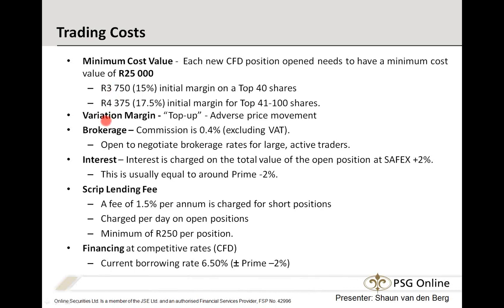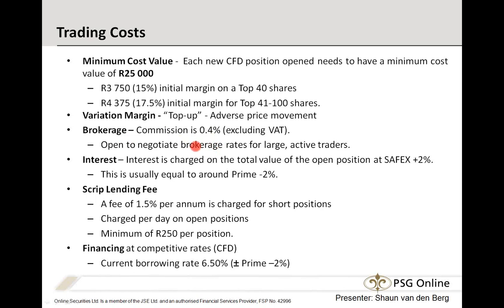I also feel personally that CFDs are a bit simpler. They're not so complex. But also, they are cheap. Brokerage is 0.4%. There's no market maker's commission and there's no booking fee. So I personally think that CFDs are much cheaper. But also, you're open to negotiate those rates with PSG, provided you're an active trader and your trades are quite big. Okay, so we are open for that.